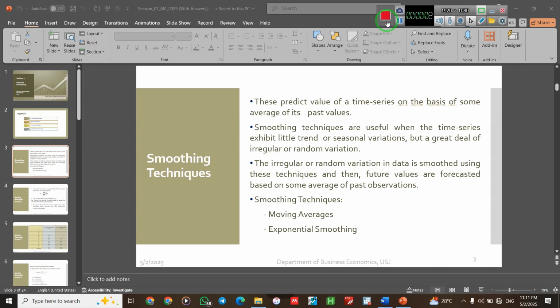In the lecture you learned two types of smoothing technique. The first one is moving averages, and the second one is exponential smoothing. Now we are going to our tutorial.